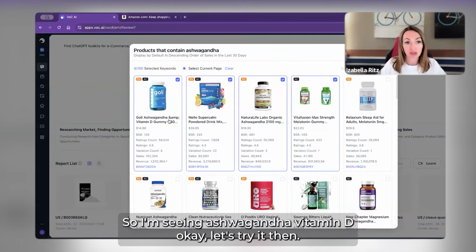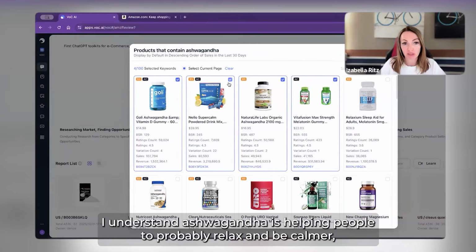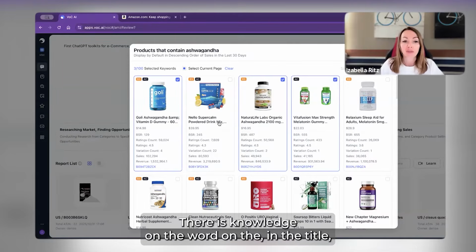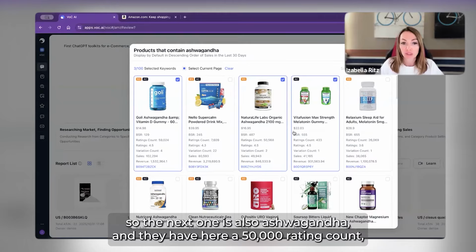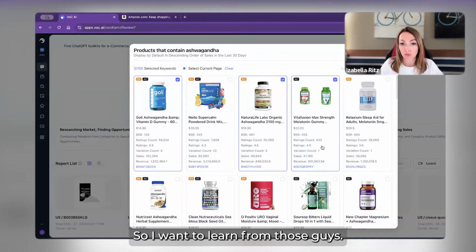So now I am looking at the keywords. I'm seeing ashwagandha, vitamin D. Okay, let's try. Then another one is some type of calm drink, which I understand is helping people relax and be calmer, but I'm not going after this one because there is no ashwagandha word in the title. The next one is also ashwagandha, and I have here a 50,000 rating count, here 7,600, and here 59,000. I want to learn from those guys.